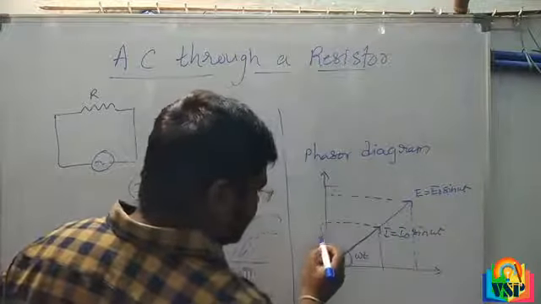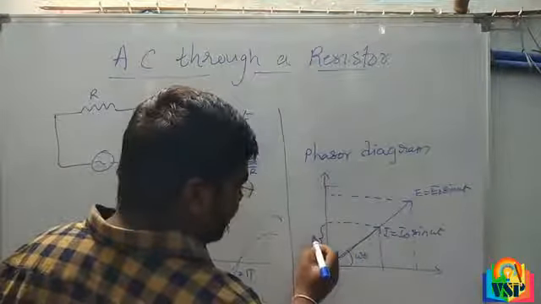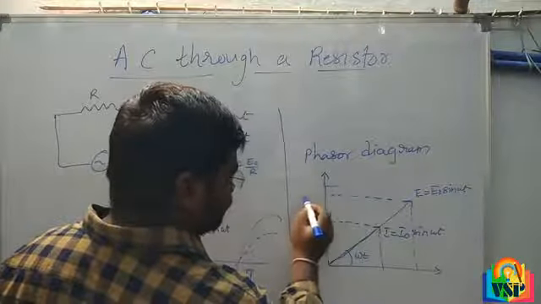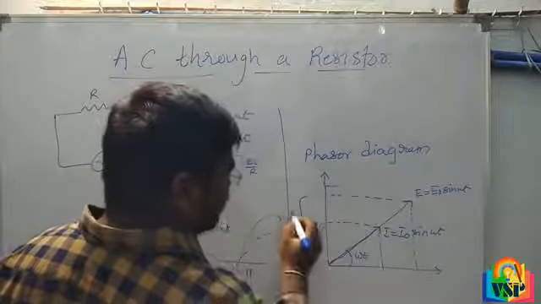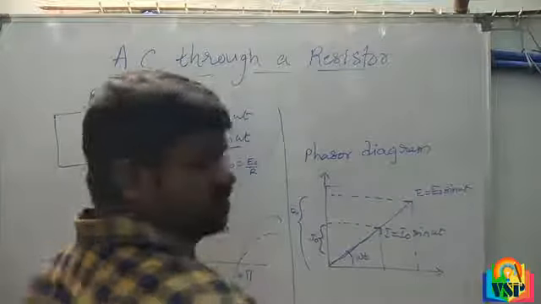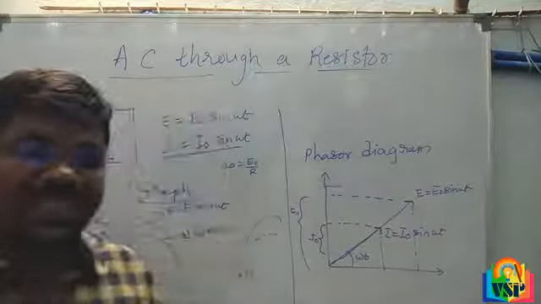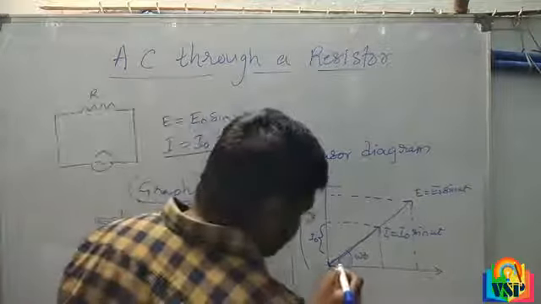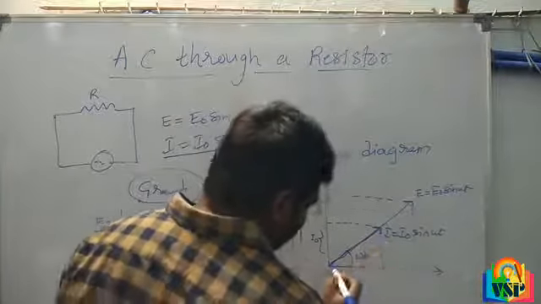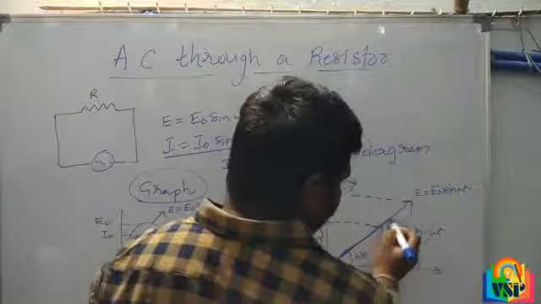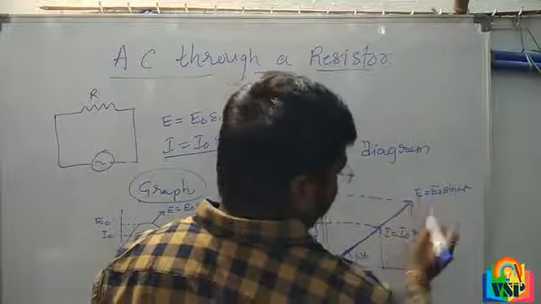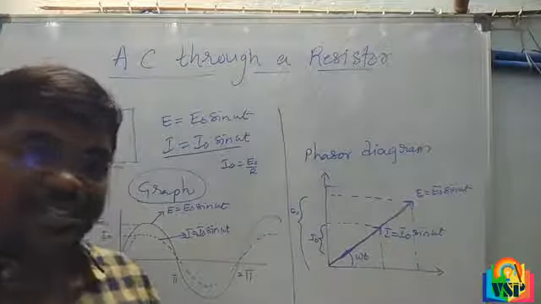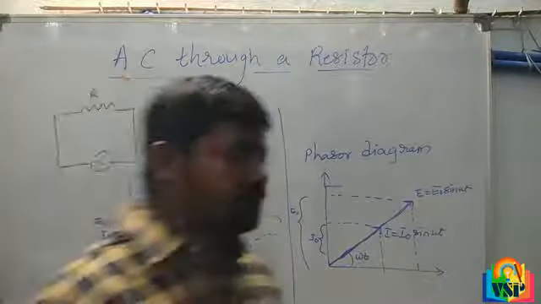Here this vertical value is denoted I naught. This vertical value is denoted E naught. Understand? This is the phasor diagram. Because this small vector indicates current, this large vector indicates EMF. This is the phase difference. Understand?